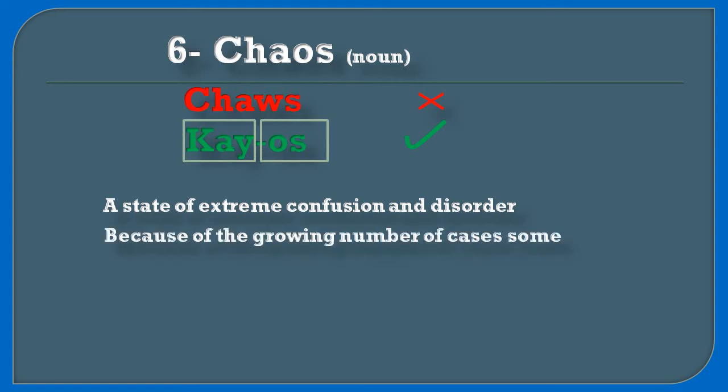Because of the growing number of cases of coronavirus COVID-19, some countries are in chaos, or some countries were in chaos a few months back. Parliament.